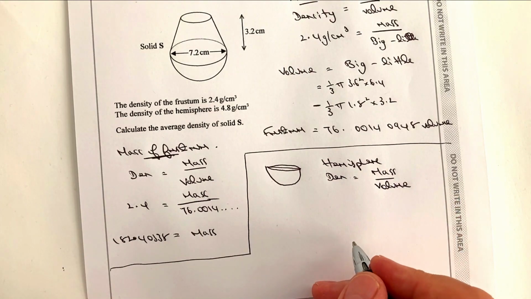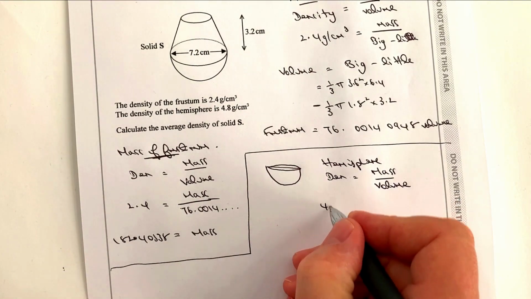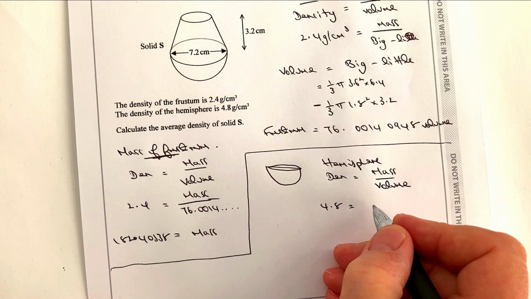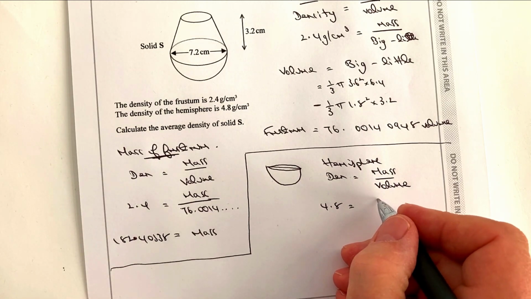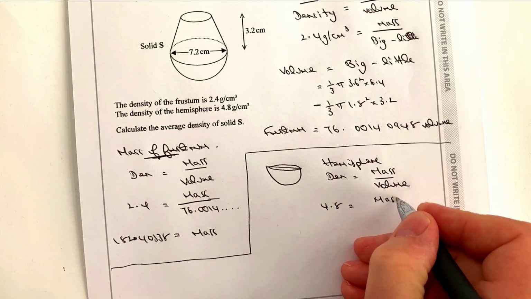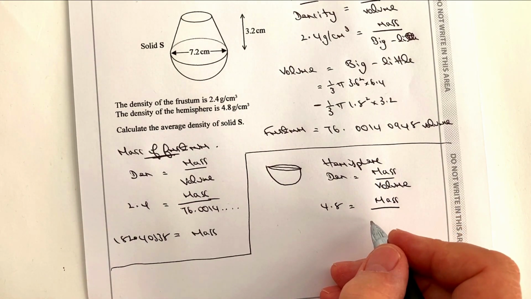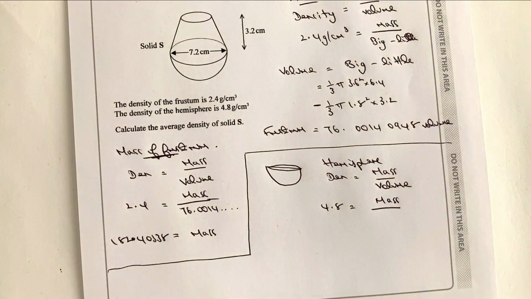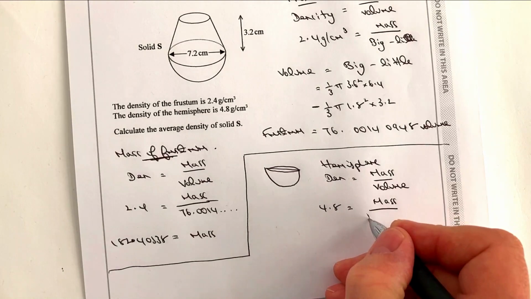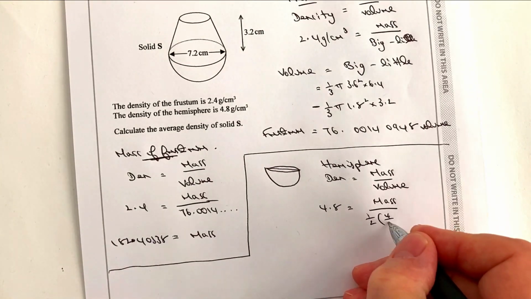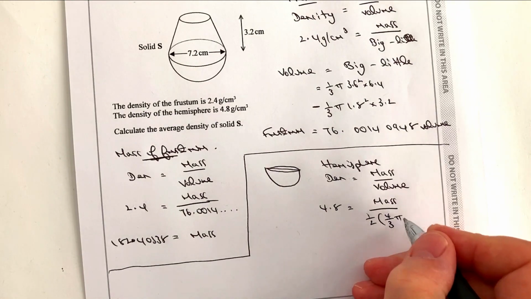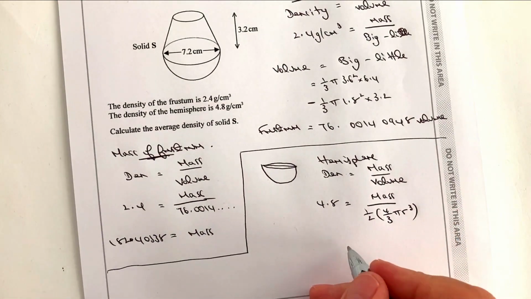Now they've told us the density is 4.8, so I've got 4.8. The mass I don't know, but let's see if we can figure this one out. But I do know the volume is going to be 4/3 of pi times 3.6 cubed, but again, I've got to get a half of it. So be very, very careful with all of these things. It's very important that you're very logical in your approach. You can even write a half times 4/3 pi r cubed. So let's pop in some numbers.